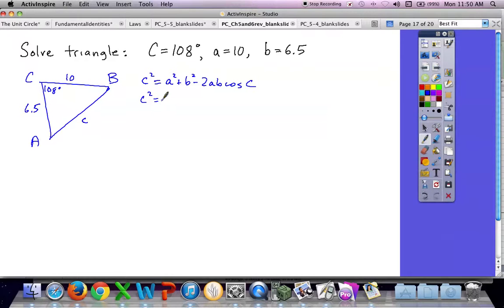Fill in A squared, 10 squared, plus 6.5 squared, minus 2 times 10 times 6.5 times the cosine of 108 degrees. C squared equals, and all that goes in the calculator, 10 squared plus 6.5 squared minus 2 times 10 times 6.5 times the cosine of 108. And I'm getting 182.42.